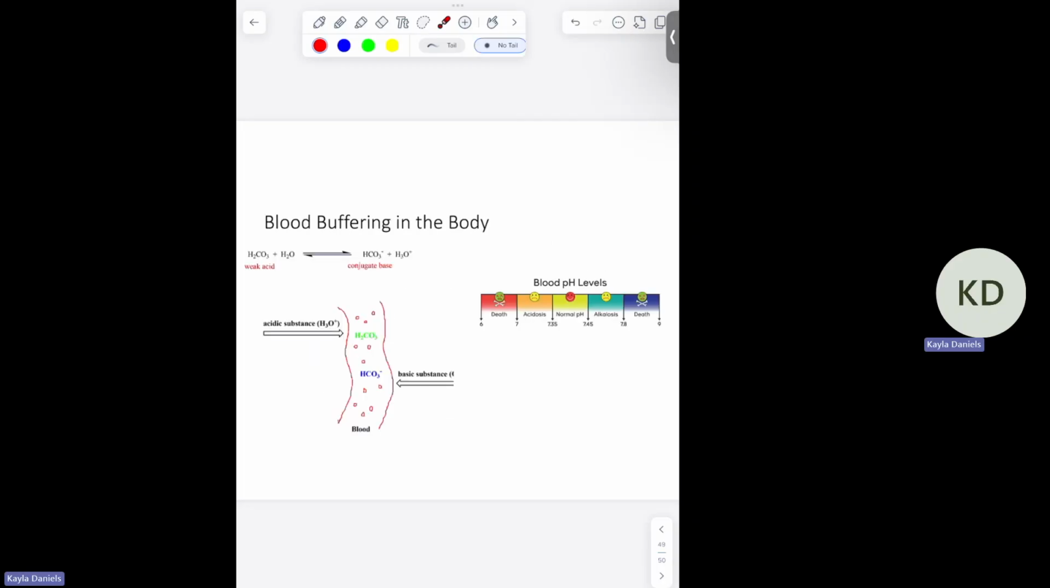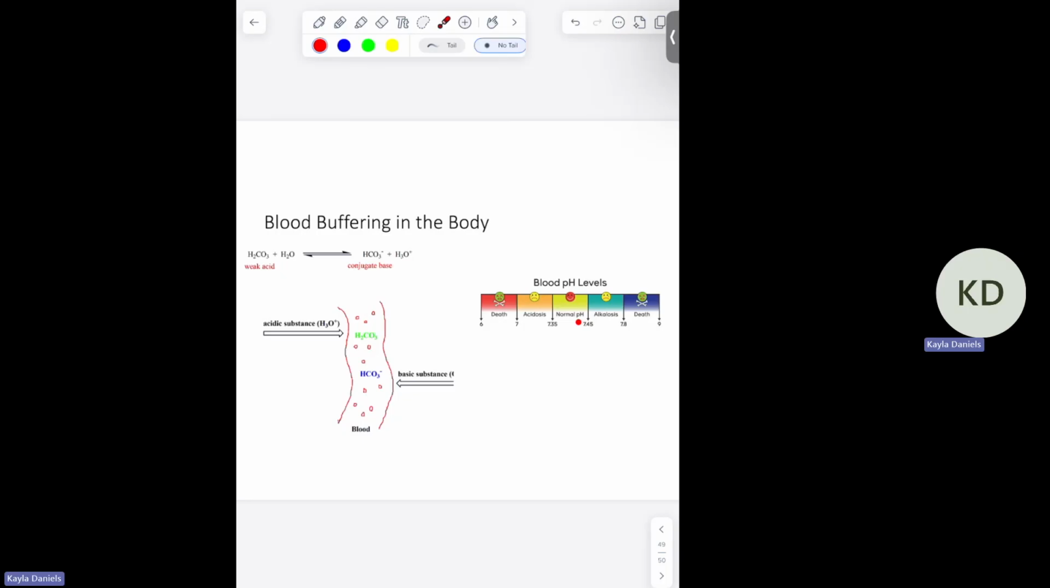And blood buffers are very important in our body. This is why we can drink coffee, which has a pH of 5, and not die. Our body's pH has to stay between 7.35 and 7.4 in order for us to be healthy and happy. But we can eat lemon juice, we can have vinegar, and what our body does is it resists the major changes using a buffer. That's all we need to know. It's really cool stuff, actually, your blood buffering system, but that's all you need to know for our level of chemistry.